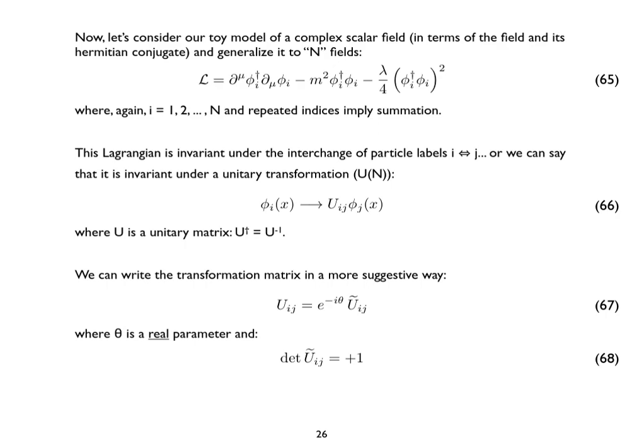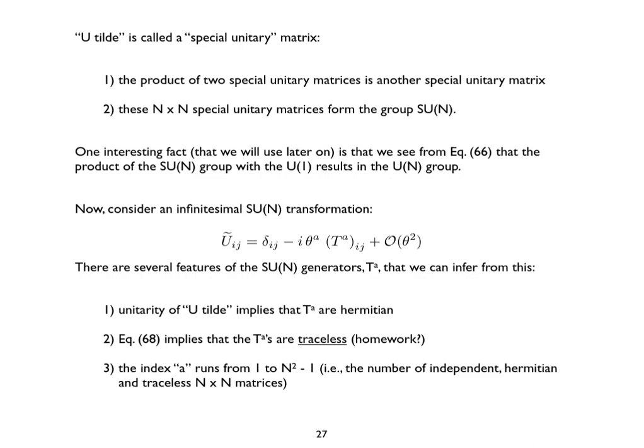And we can write this. You can play some games. You can write this in a more suggestive way by pulling out some factor of e to the minus i theta, where theta is your rotation parameter, right? And we use the fact that the determinant of this guy is +1.